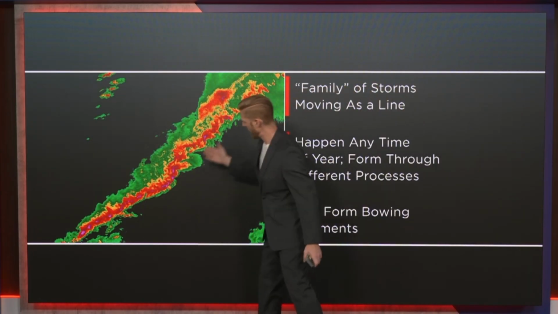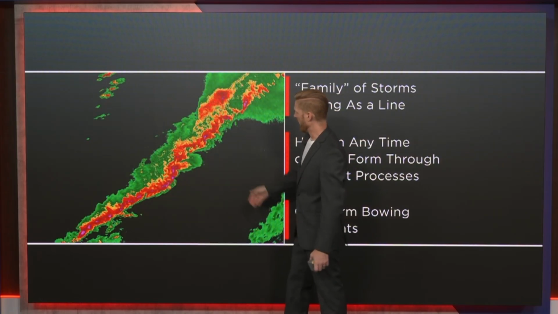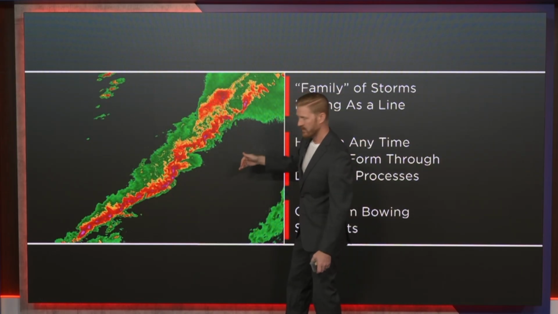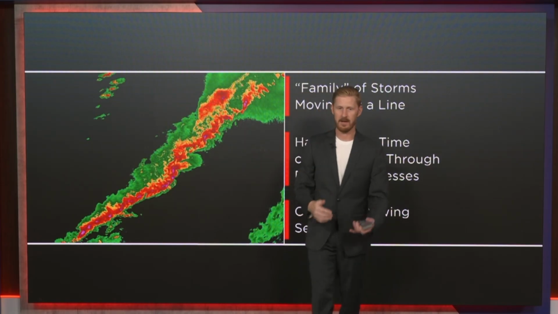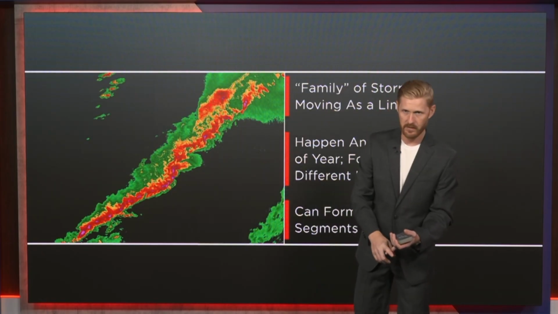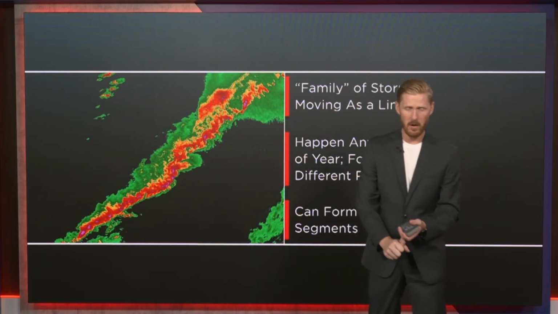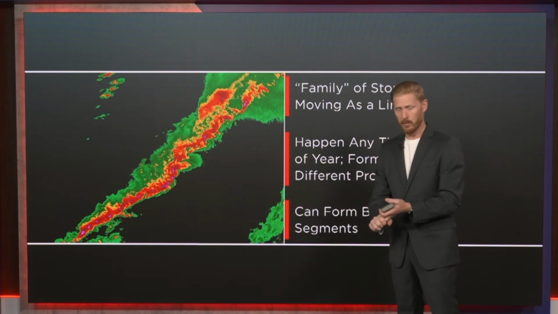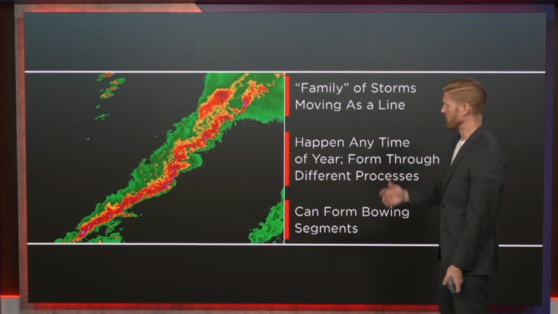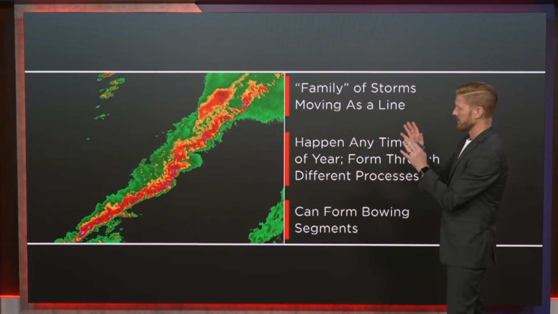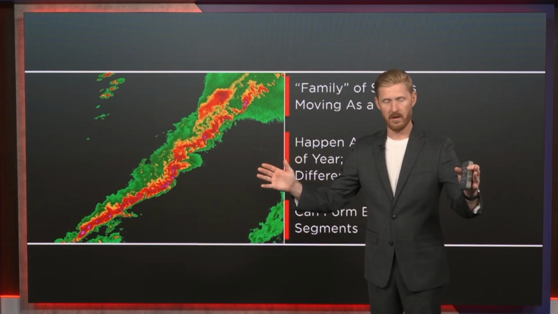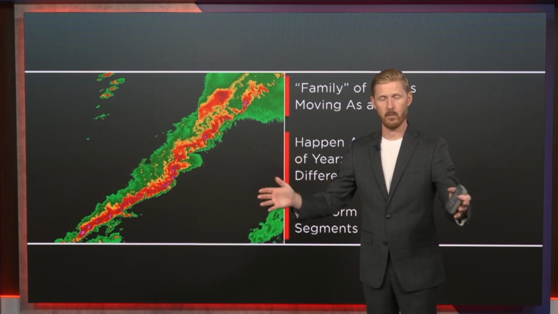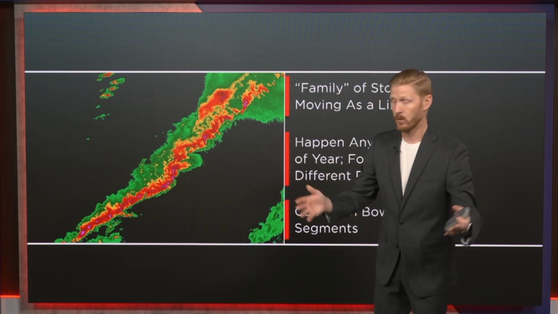So you'll see this line, QLCS here, and what it does is continue to spawn and feed off that convective air in front of it, being a line of extremely gusty winds, possibly damaging winds, could spawn tornadoes, could give you downbursts, which could give you straight line winds as well. So again, a QLCS, a family of storms along a line that can create severe weather, or is basically a whole line of severe weather.